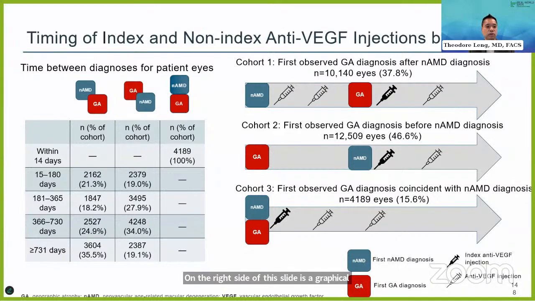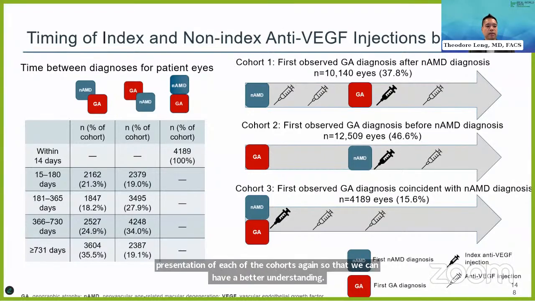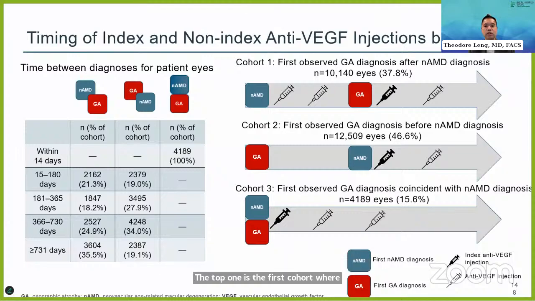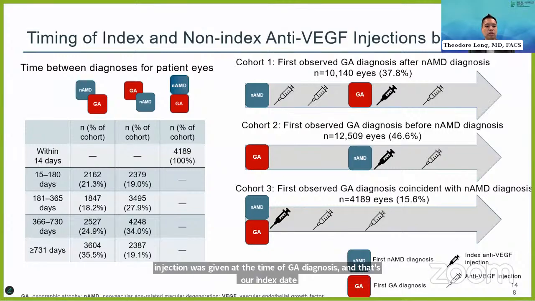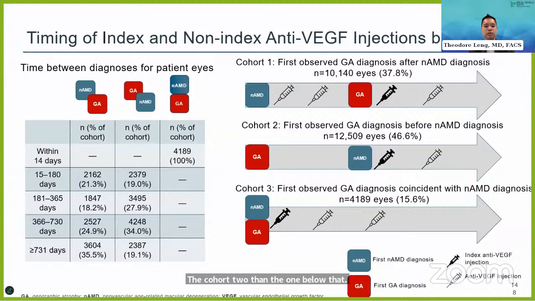The top one is the first cohort, where the anti-VEGF injection was given at the time of GA diagnosis, and that's our index date. The cohort 2, then the one below that, anti-VEGF injection was accompanied by the diagnosis of neovascular AMD on the index date. And in cohort 3, the index date was the date of the first injection. The time between these 2 diagnoses is also represented in the table on the left. In cohort 3, you can see that they were all given the injection at the same time, so they're all within the 14-day period.